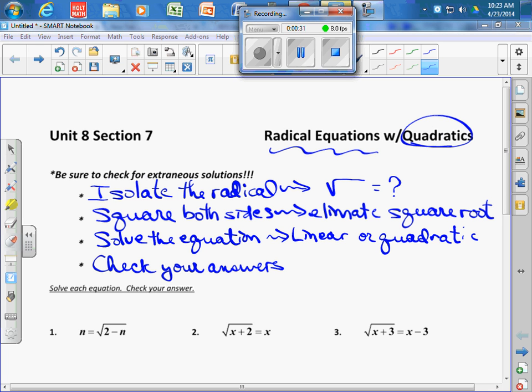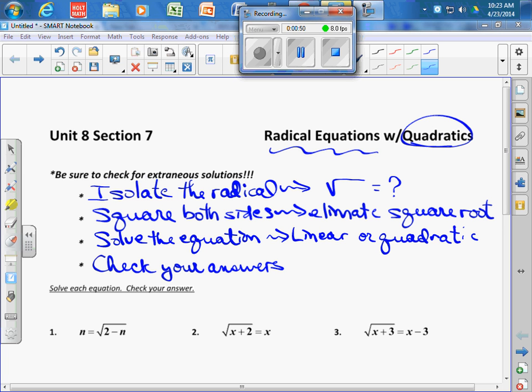After you do that, you're going to want to square both sides. Now, when you have the radical by itself and you square it, that eliminates that square root. So we're going to square both sides. You'll have an equation now. You'll need to solve it. Now, you need to ask yourself, is this a linear equation or is this a quadratic equation?